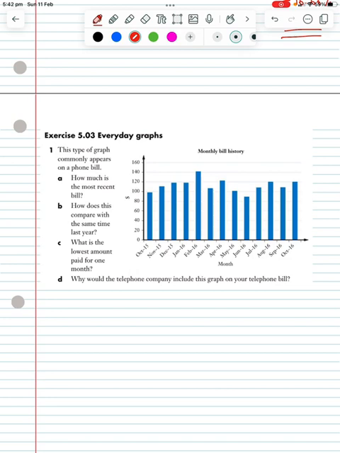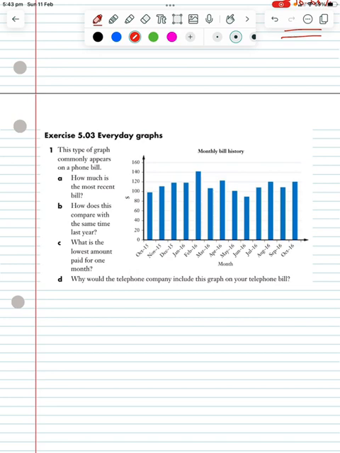Now this exercise is focusing on types of graph you'll see in everyday life. So whether it's phone bills like this example, electricity, water, whatever, these are really useful graphs for you to know how to interpret and understand so that you know what you have to pay and make sure you're not getting ripped off.